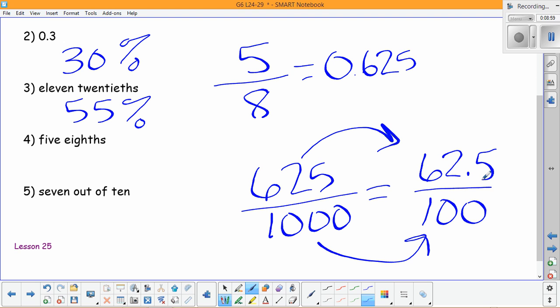Now the tricky part here is that I don't normally see decimals and fractions in the same number. And in fact, it's kind of what we call a complex fraction. But if we can do this, we can make it work. And then this is 62.5%.